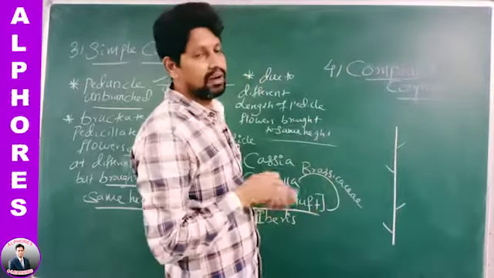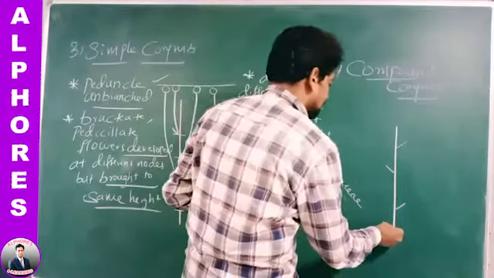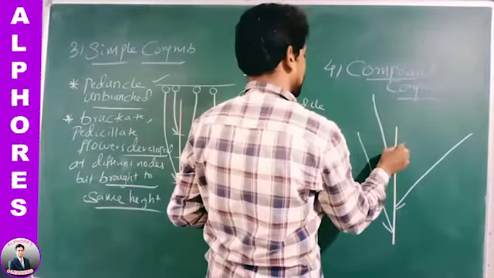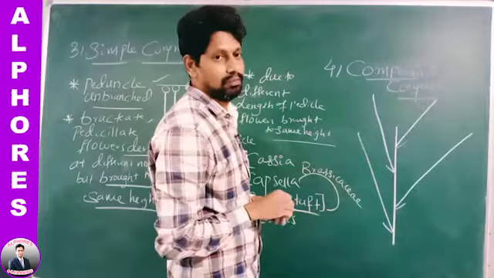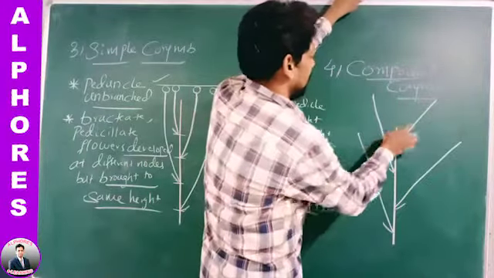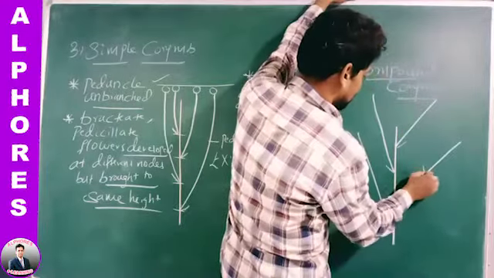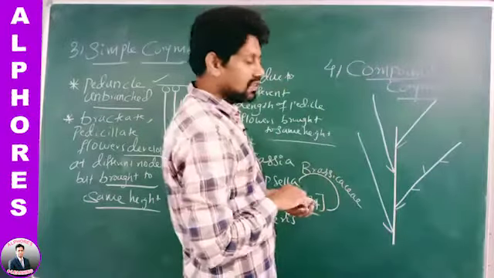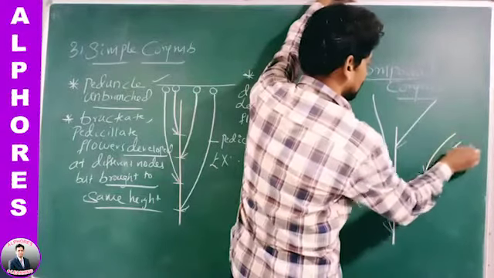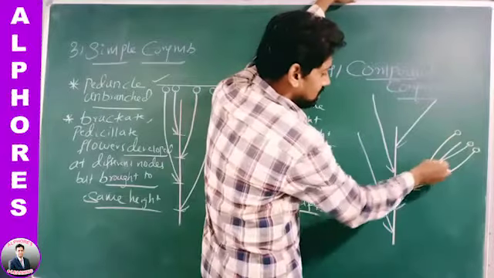Now you see, simple or compound? It's compound. Sir, compound means branches should come. Yes, I already told you branches should come. All these are branches. Again on these branches, bracts are present. From axil of these bracts, flowers are developed. Sir, do these flowers develop at the same point? No.